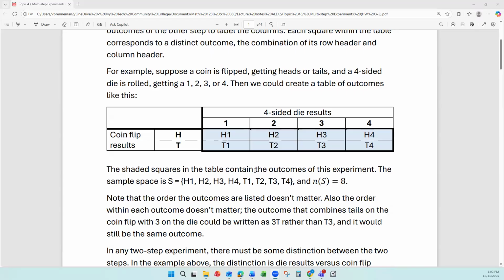So if you flip a coin and you roll a four-sided die, you could have 1, 2, 3, or 4 on the die, heads or tails on the coin, and then all the possible combinations. Here I made a table. And with this, heads on the coin and 1 on the die could be represented as H1 or 1H. It doesn't matter.